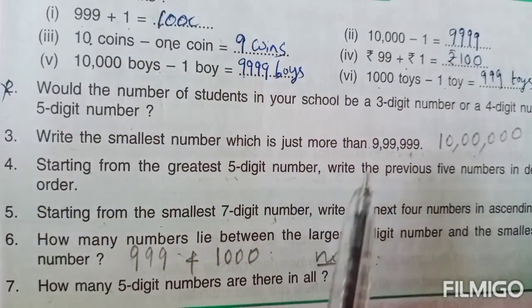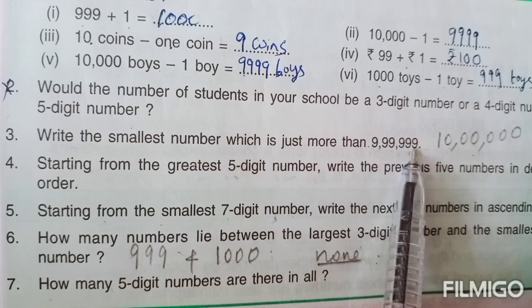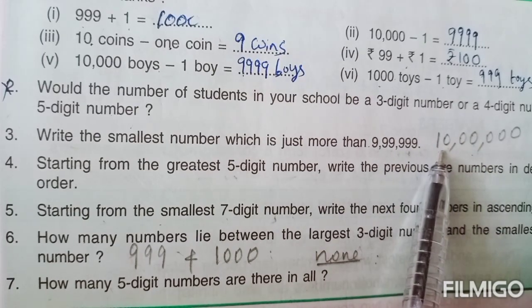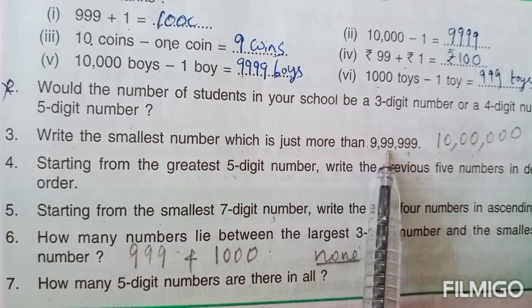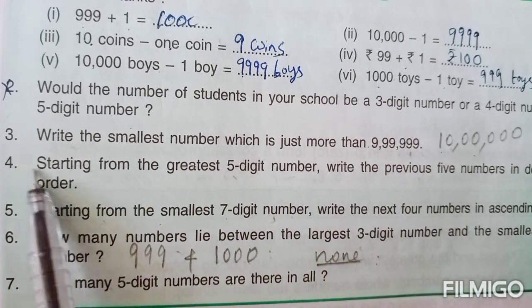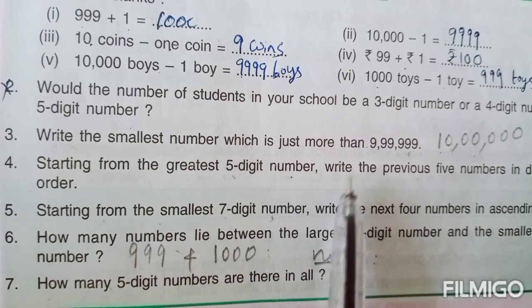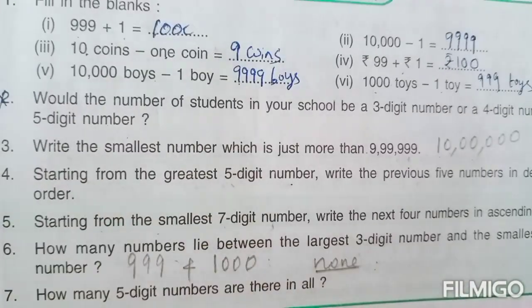Okay, 9,99,999 plus 1, you will get 10 lakh. So 10 lakh is the smallest number which is just more than 9,99,999.